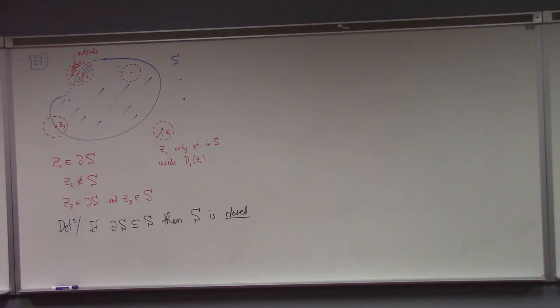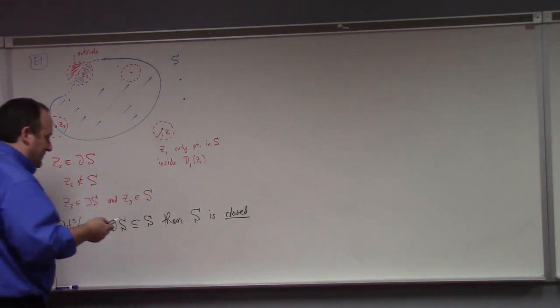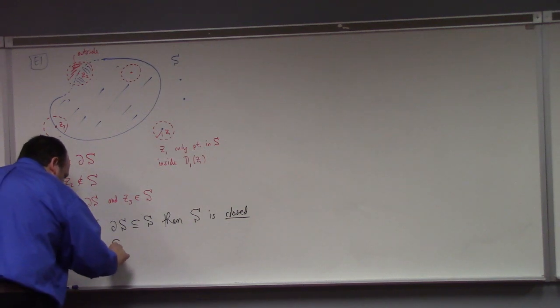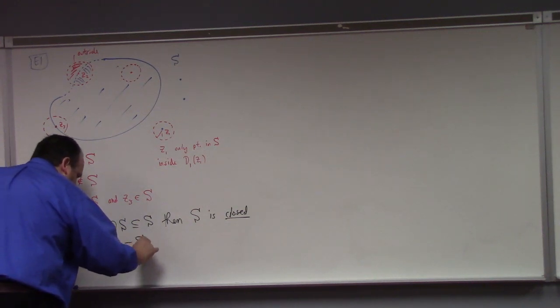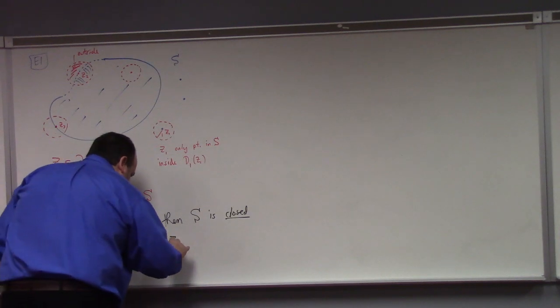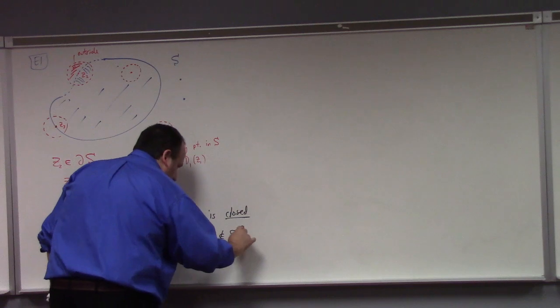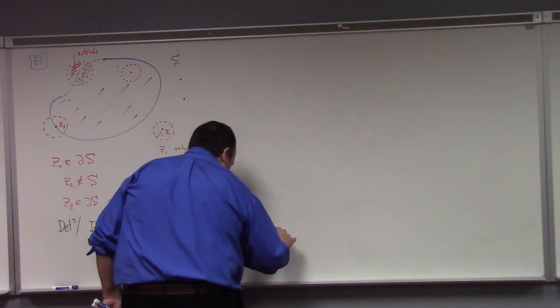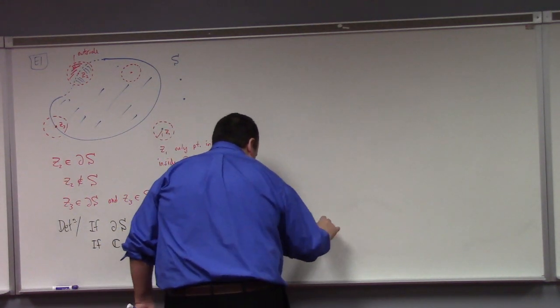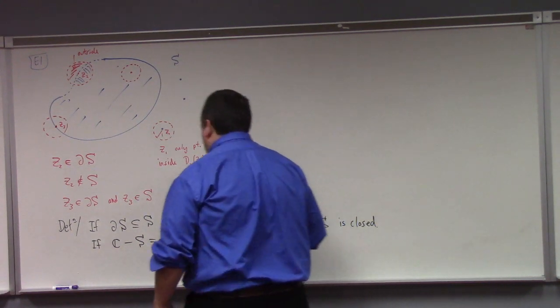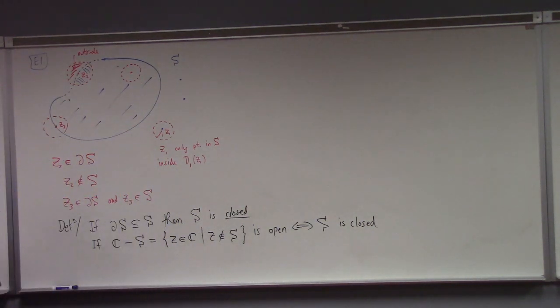I personally am not fond of this definition, but it is kind of a nice geometric definition. There's an alternate definition, which I will not prove the logical equivalence of, but you can if you want, which is that C minus S, which is equal to the set of Z in the complex numbers such that Z is not an element of S, is open if and only if S is closed. And oftentimes, I find this to be a very convenient way to think about things.